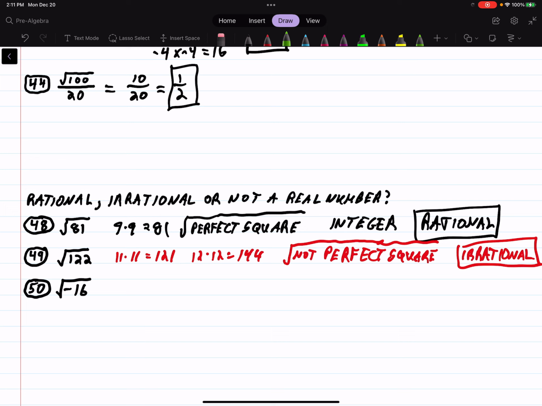And finally, this last one, we have a square root sign and we have a negative on the inside. You can't take two numbers that are negative, two numbers multiplied to each other, and get a negative answer. So no matter what you do, you can't find an answer to this as long as there's a negative on the inside of the square root. So this ends up being not a real number. And that's the end of that.